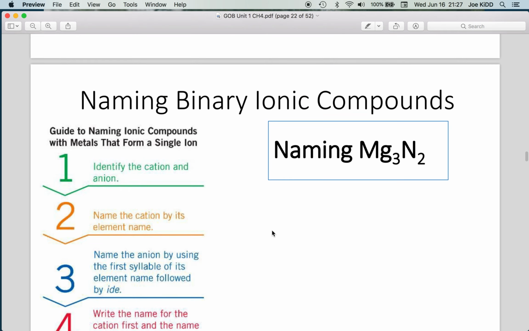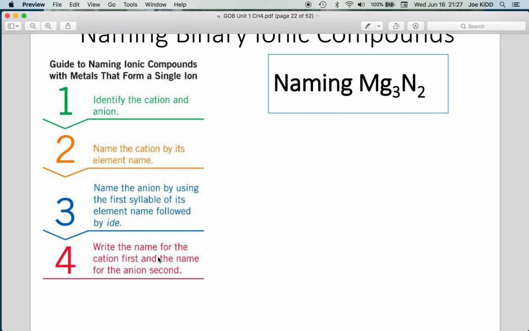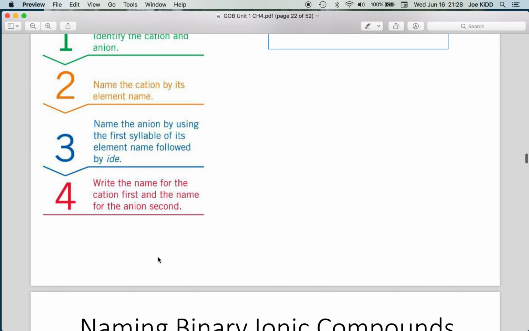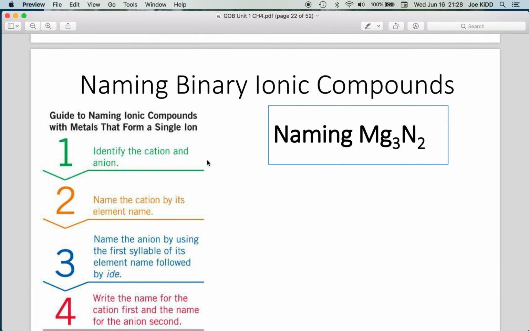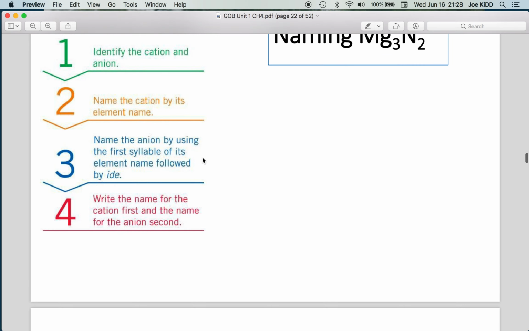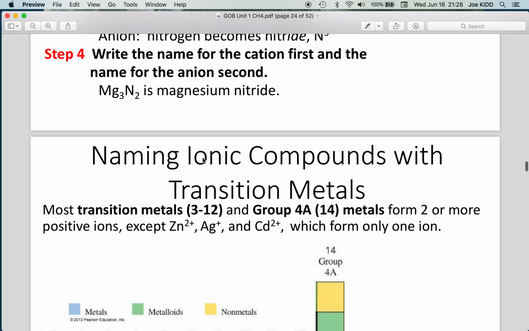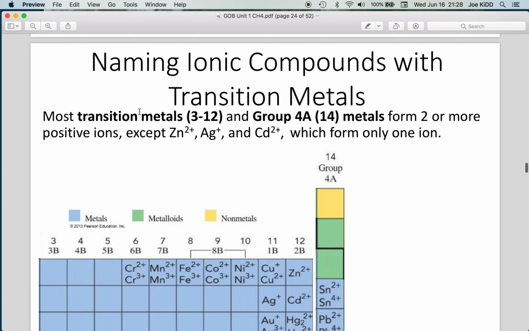Again, these are the rules you can use to identify how you're going to name a compound. I'm going to leave these up for you to go through. It's essentially what we just did, but I have it written out for you with a lot of really nice examples to help you through them. I want to talk now about the transition metals.